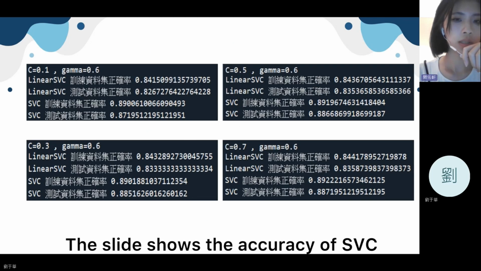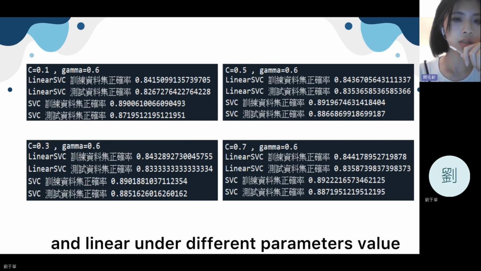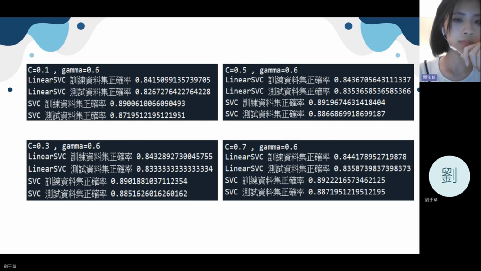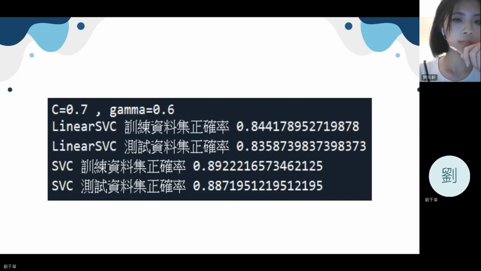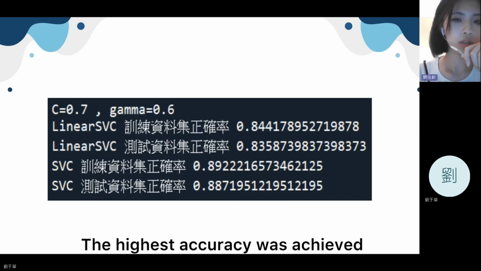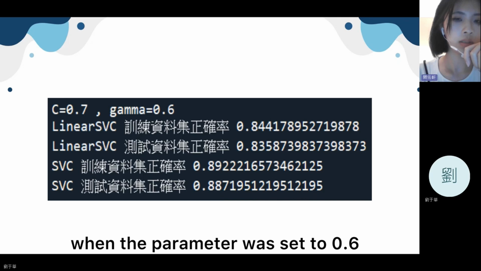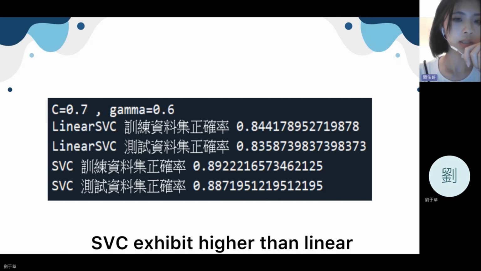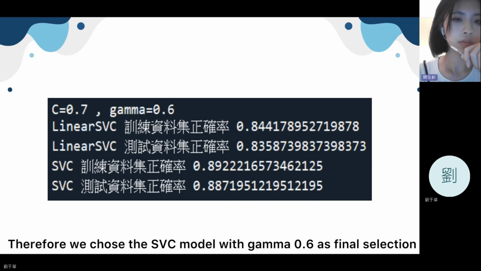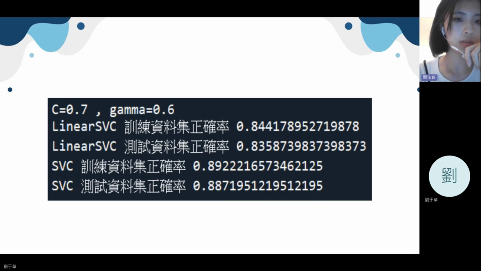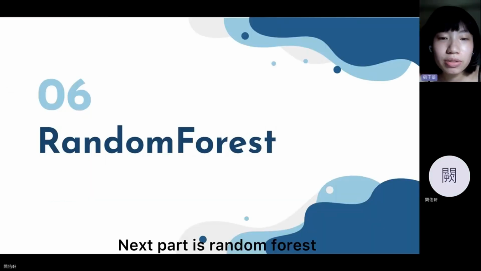The slide shows the accuracy of SVC and linear under different parameter values. The highest accuracy was achieved when the parameter was set to 0.6. SVC exhibits higher accuracy than linear, therefore we choose the SVC model with gamma 0.6 as the final selection. Next part is random forest.